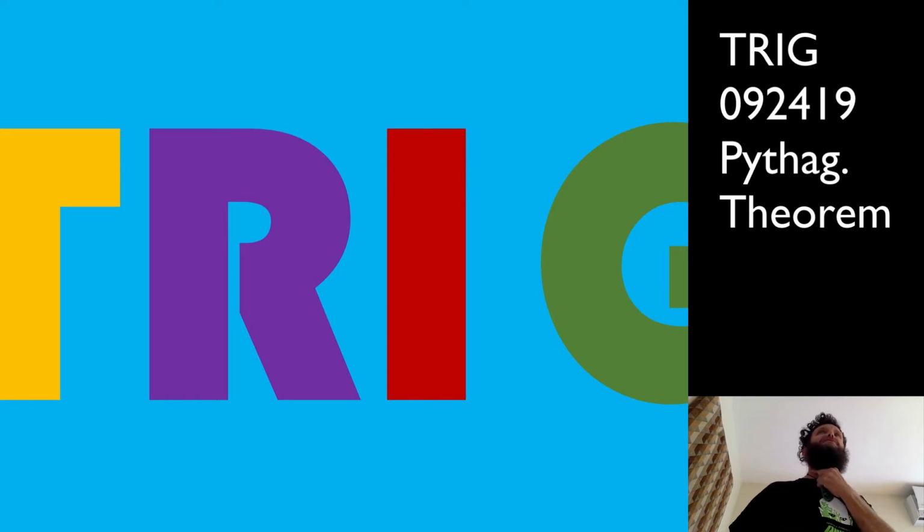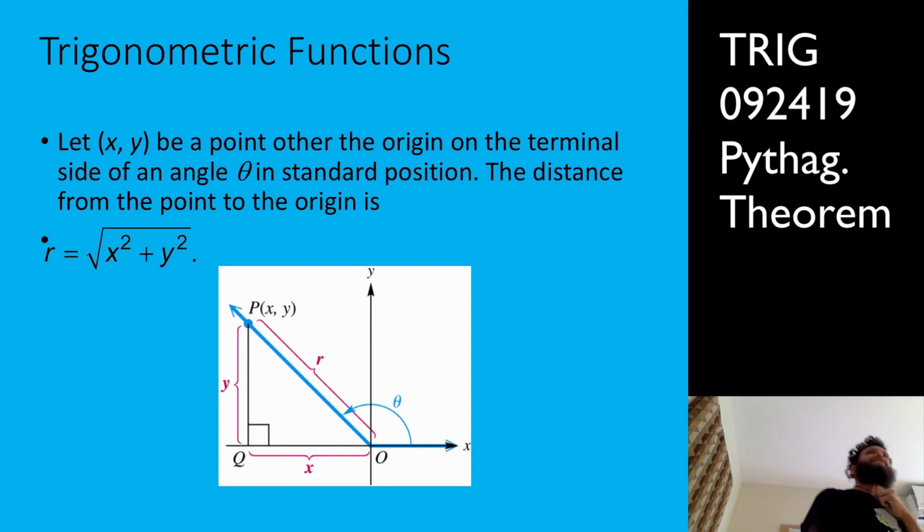All right. Let's start this class. We are going to establish the trigonometric functions. And to do that, we're just going to create a right triangle. So let (x, y) be some point that's not the origin, and we're going to drop a straight line down to the x-axis.